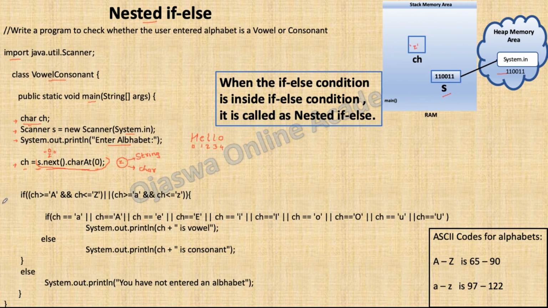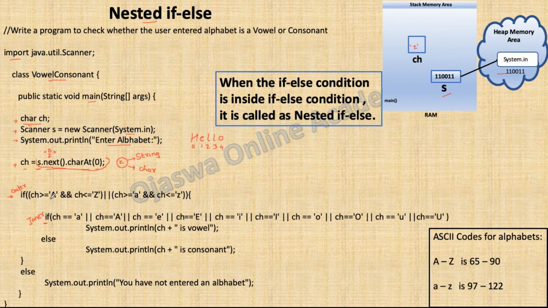Let us move on to the if condition. Now this is nested if else. This is my outer if block and this is the inner if block. In the outer if condition, we are checking whether the user entered character is an alphabet or not. It shouldn't be a number or a special character. And in the inner if condition, we are checking whether the alphabet is a vowel or a consonant.